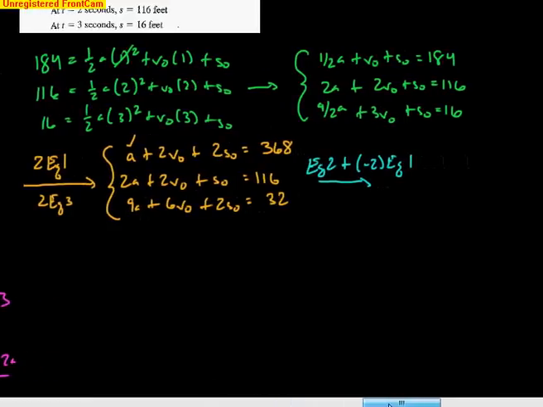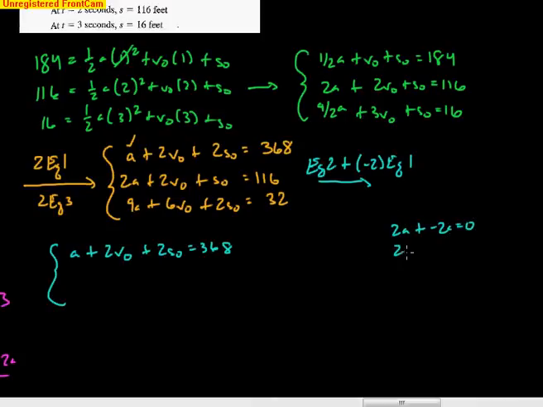Well, that's the old problem. Let's slide this over. Well, the first line remains the same. A plus 2v sub 0 plus 2s sub 0 equals 368. Now, the second equation is going to change, right? That's what we're doing here. So I'll do it right over here. So we have 2a plus -2a. That goes away. 2v sub 0 plus -4v sub 0. That's -2v sub 0.